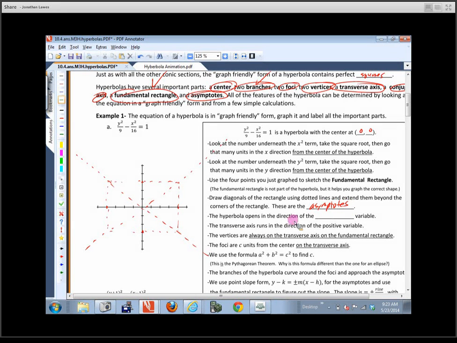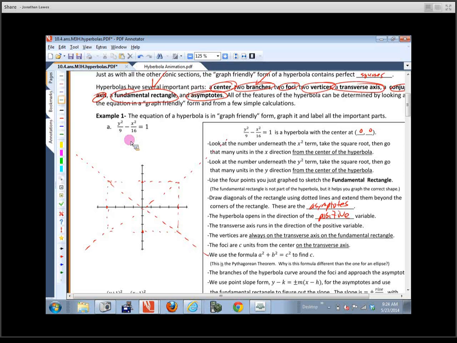The next thing is the hyperbola opens in the direction of the positive variable. It opens in the direction of the positive variable. So it doesn't matter which number is bigger. Doesn't matter which one's smaller. It matters only which one is positive. Okay? So lots of different things when you blend all these together.